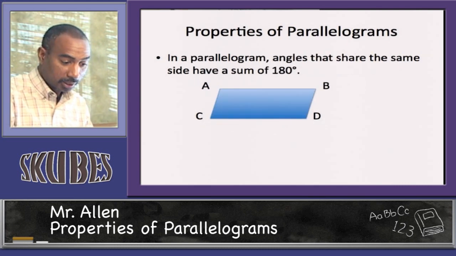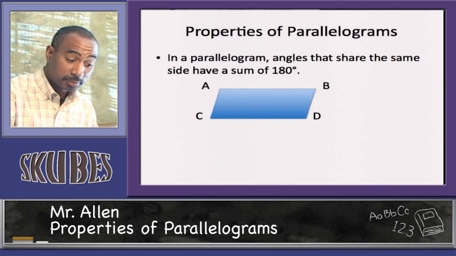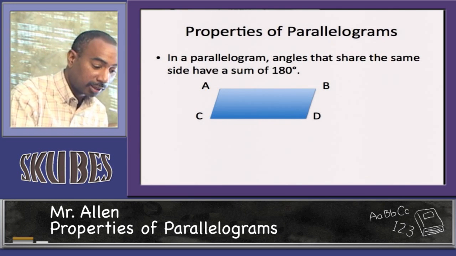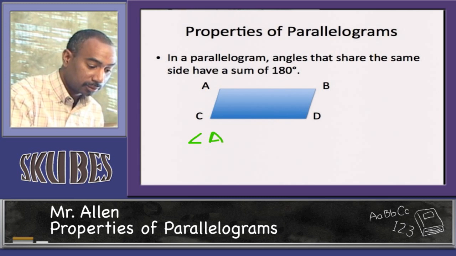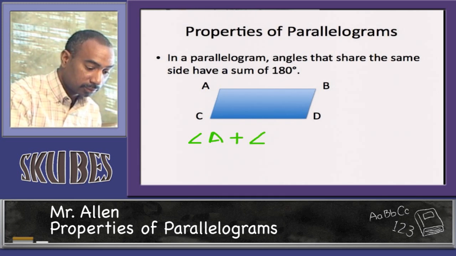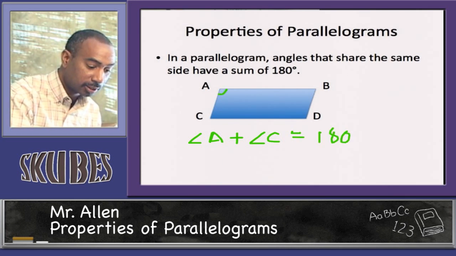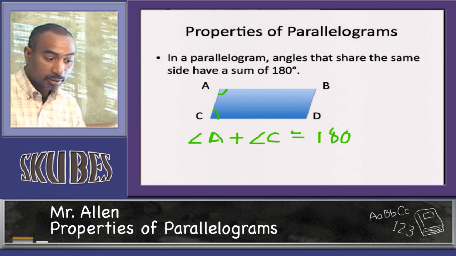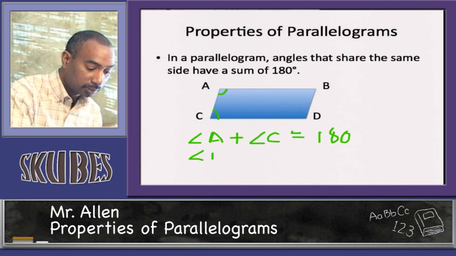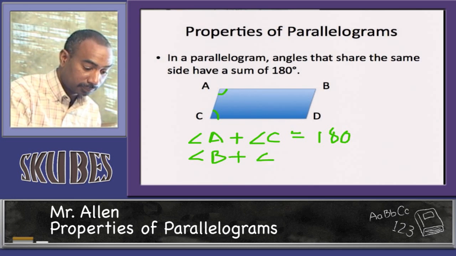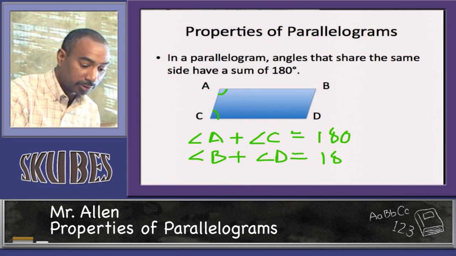In a parallelogram, angles that share the same side have a sum of 180 degrees. Well, the angles that share the same side in this parallelogram would be angles A and angle C. So if you add those together, they have to be 180 degrees because they share the same side. And likewise, angle B plus angle D must also equal 180 degrees because they share the same side in the parallelogram.